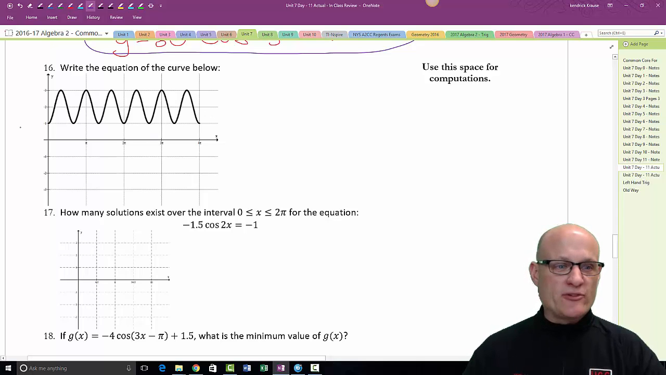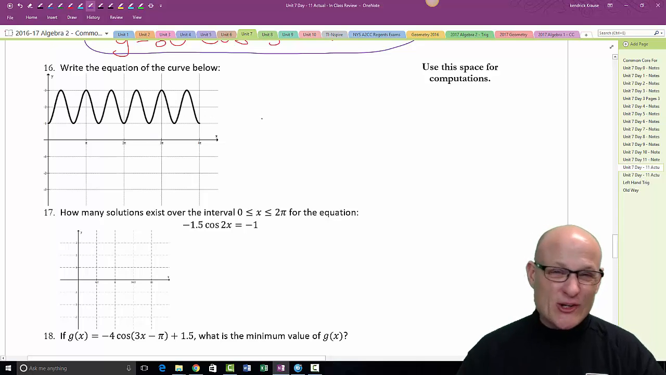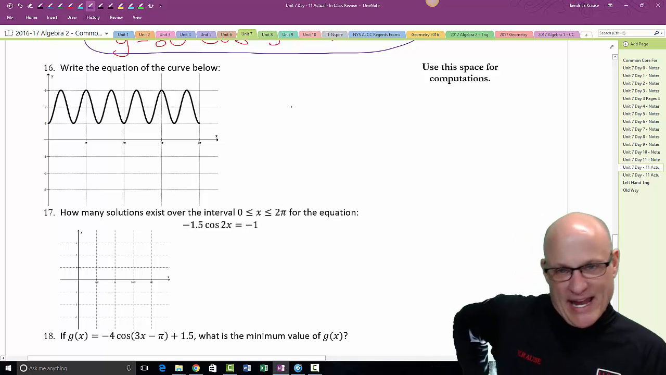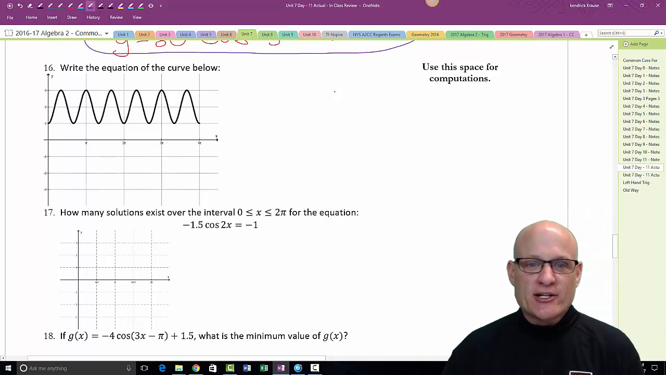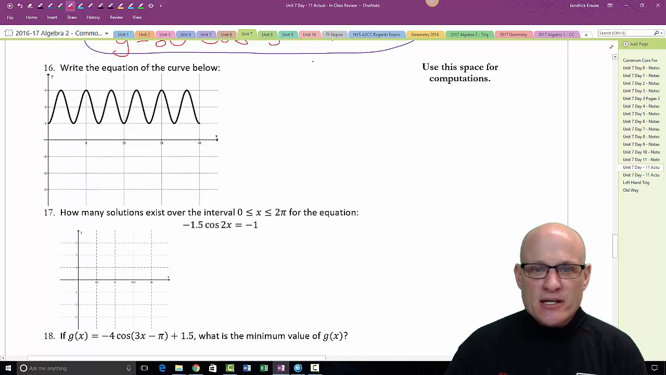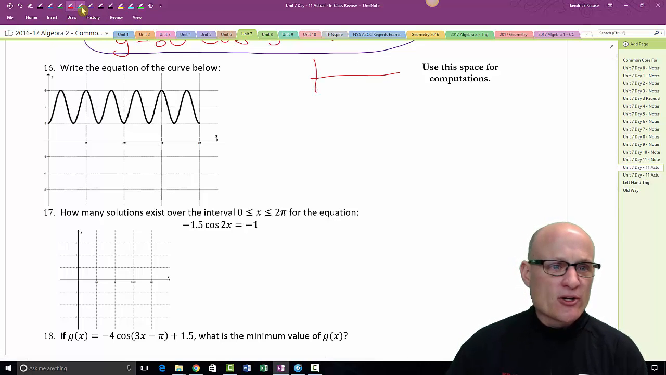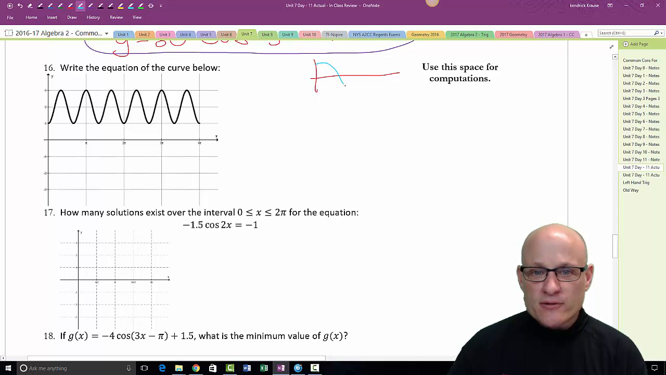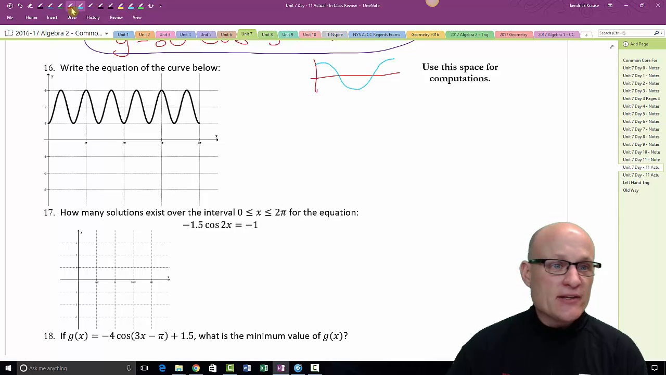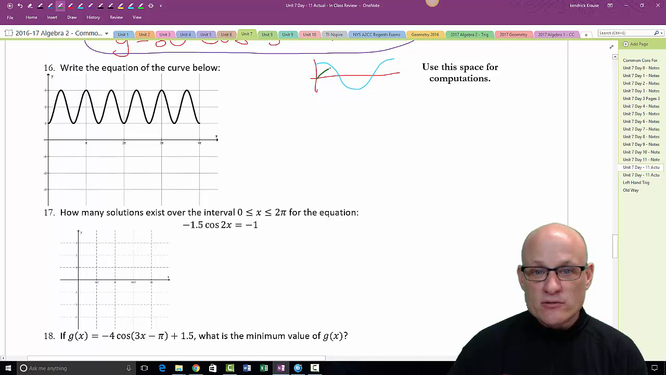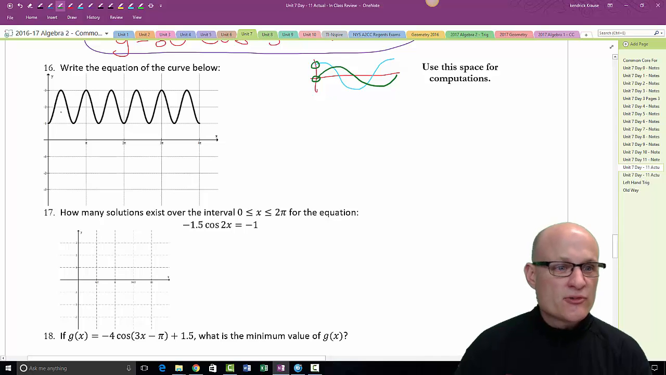All right, so we're going to write the equation of this curve. The first thing I want to do is figure out if I'm going to be writing a cosine curve or a sine curve. Remember, a cosine curve is going to start at a max and end at a max. A sine curve is going to start at 0 and end at 0. So we're looking for that starting point. Is it starting at a 0 or at a max? A cosine curve could also start at a min if it's got a reflection. So let's see what we got here.